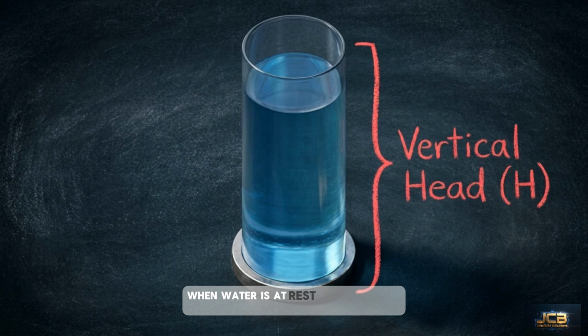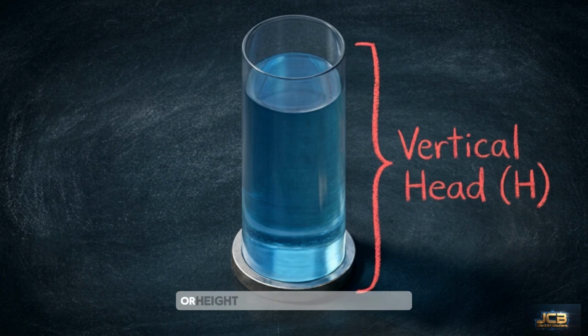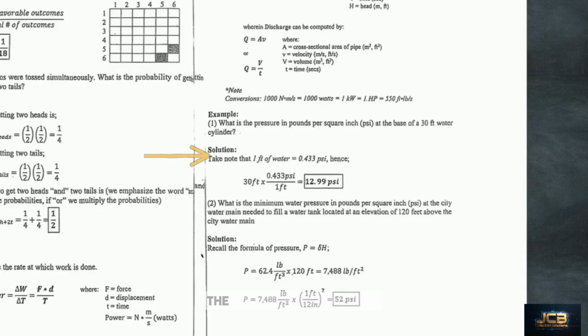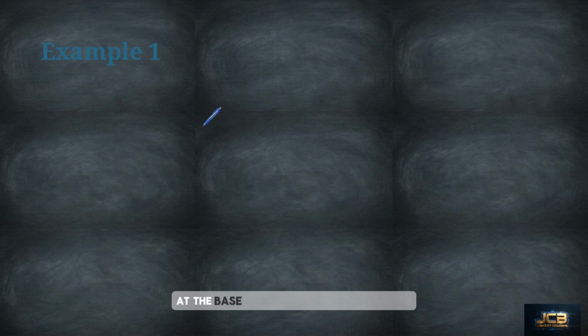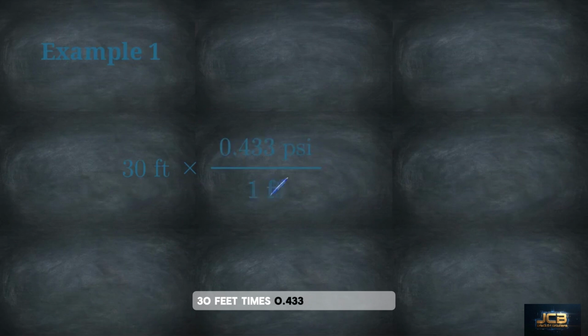When water is at rest, we calculate fluid pressure, or P, by multiplying the unit weight of water by its vertical head, or height. This reference table provides the exact conversion factor we need to make that calculation. 1 foot of water column generates exactly 0.433 pounds per square inch of pressure. Looking at example 1, which asks for the pressure at the base of a 30-foot water cylinder, the arithmetic is straightforward. 30 feet times 0.433 yields 12.99 psi.